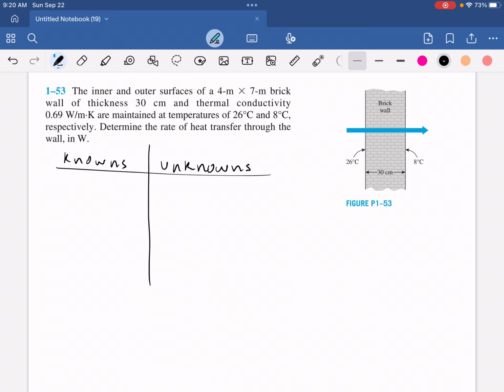All right. So if we read the problem, the inner and outer surfaces of a 4 meter by 7 meter brick wall of thickness 30 centimeters and thermal conductivity 0.69 watts per meter kelvin are maintained at temperatures of 26 and 8 degrees Celsius, respectively. So our job is to determine the rate of heat transfer through the wall, and our units need to be in watts. Like always, you have to keep track of your units.